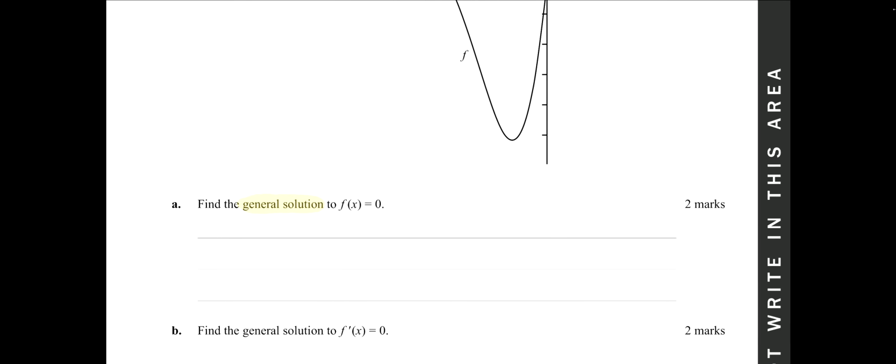So f(x) equals 0 is the same as e to the x sine x equals 0.